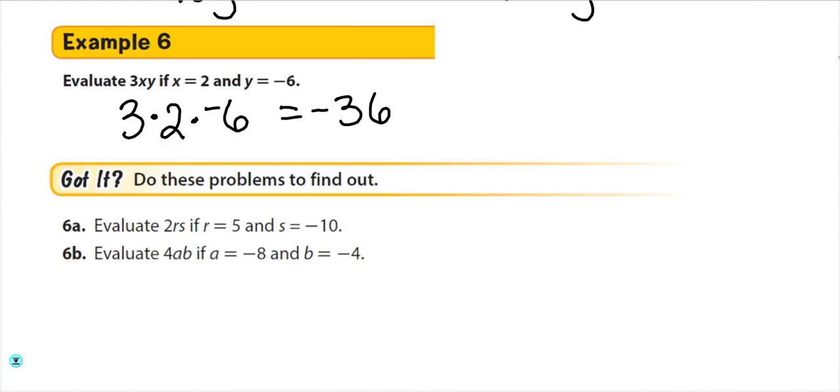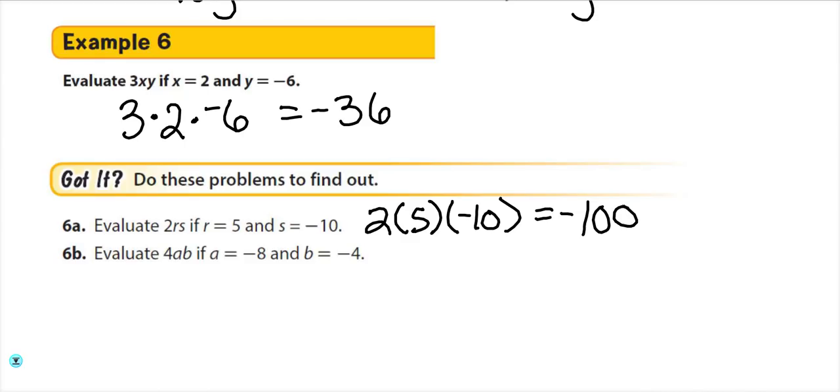And let's take a look. So we have to evaluate 2rs if r equals 5 and s equals 10. So what this really means is 2 times 5 times negative 10. Okay, so 2 times 5 is 10. 10 times negative 10 makes it negative 100. Okay, 6b, evaluate 4ab if a equals negative 8 and b equals negative 4.